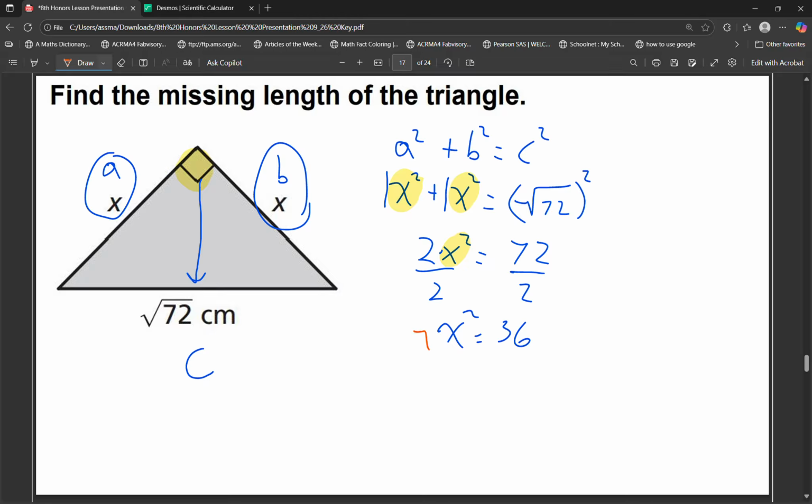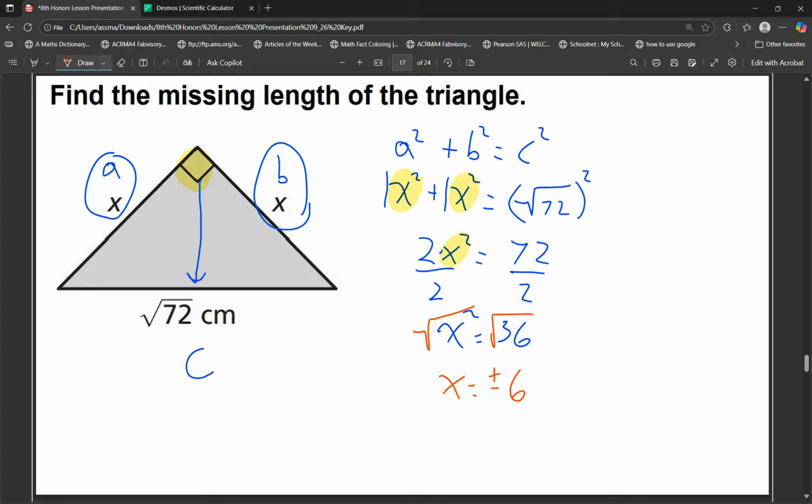And just like before, you want to get rid of the square, the exponent, by taking the root. So I take the square root on both sides, and I get x is equal to, and just keep in mind that you have two roots, a positive and a negative root, every time you take the root. And you have here the square root of 36 is going to be 6.